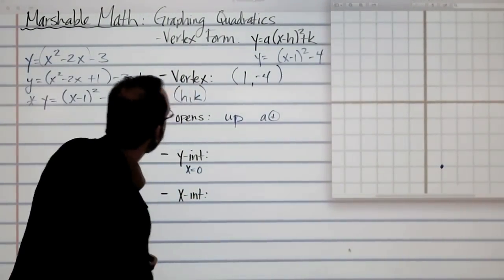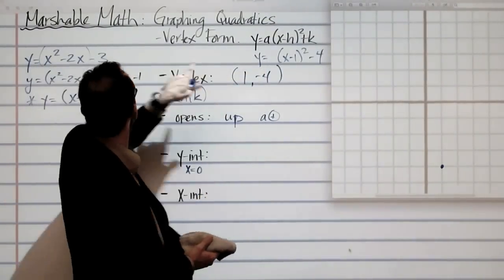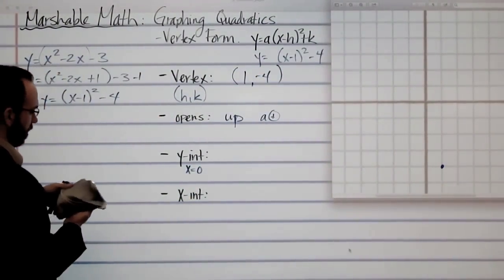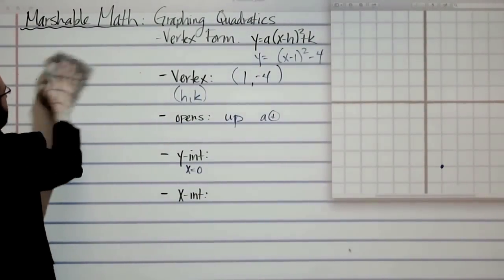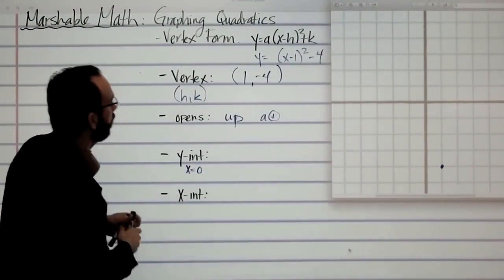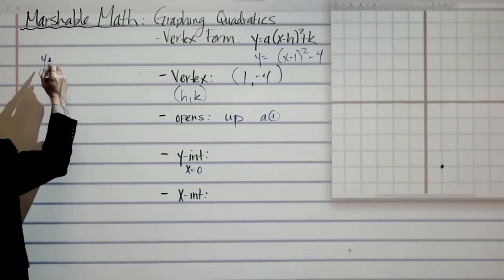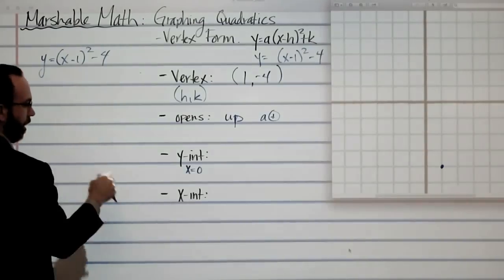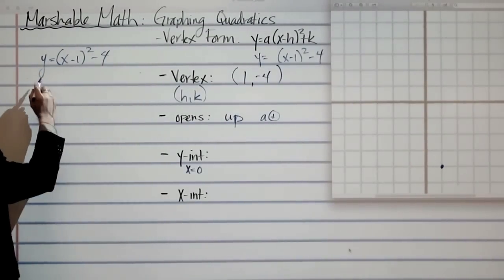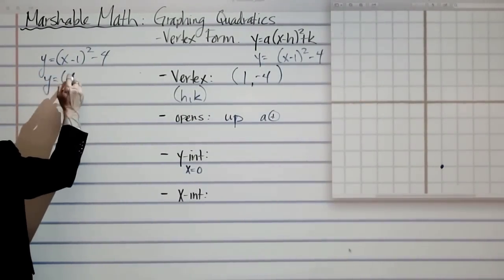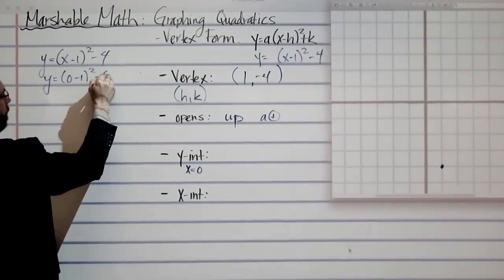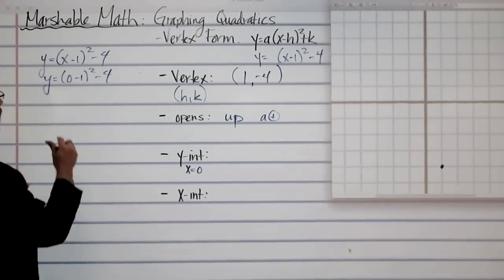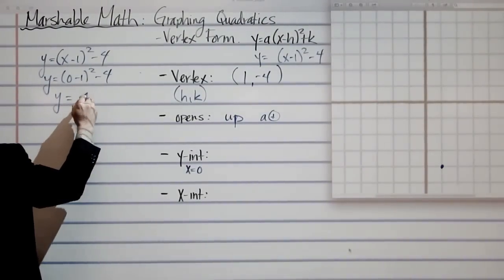So coming back up here, I'm going to go ahead and use this form. We could use either one at this point. I'm going to use this one here since we're going to do it from vertex form. So vertex form, y is equal to x minus 1 squared minus 4. I want to set x equal to 0 and find out what y is. y is equal to 0 minus 1 squared minus 4. Okay, so minus 1 squared is positive 1, minus 4. I get y is equal to negative 3.